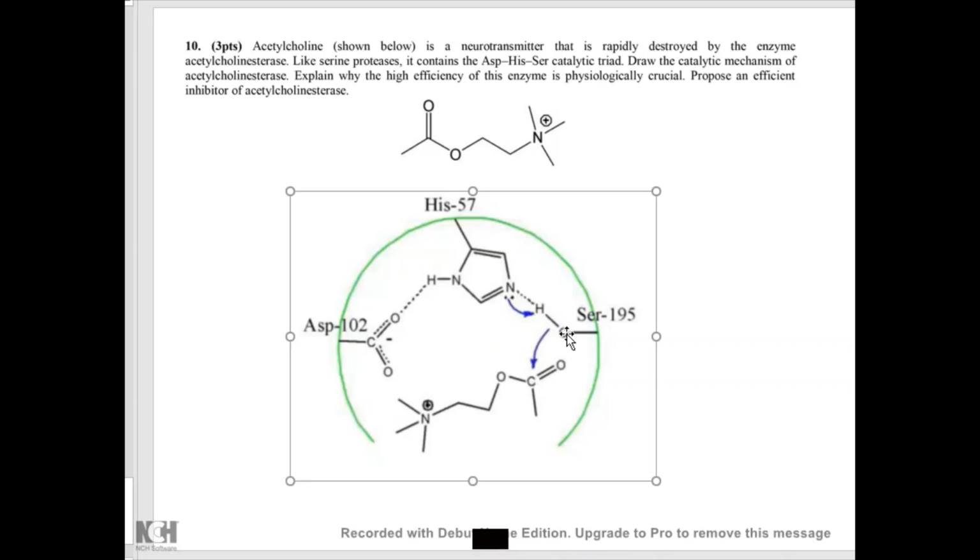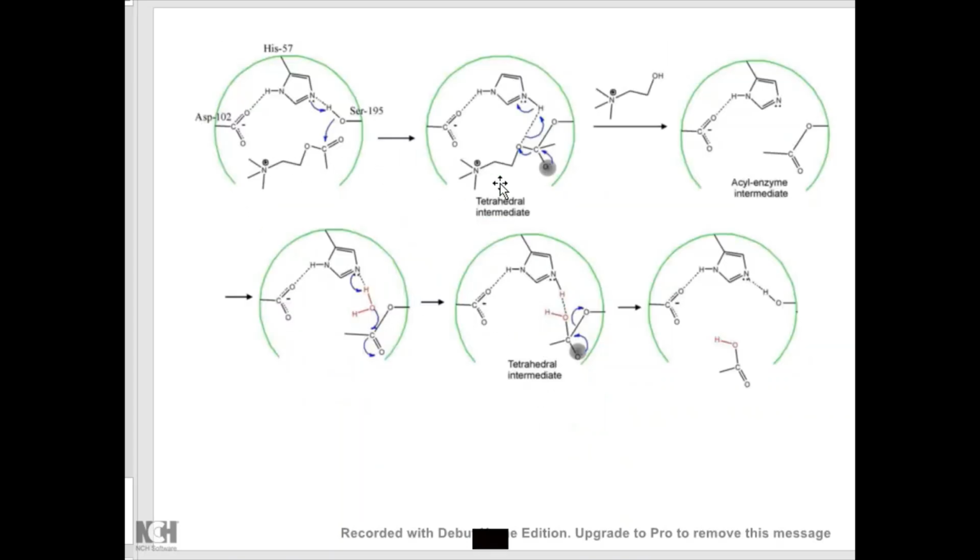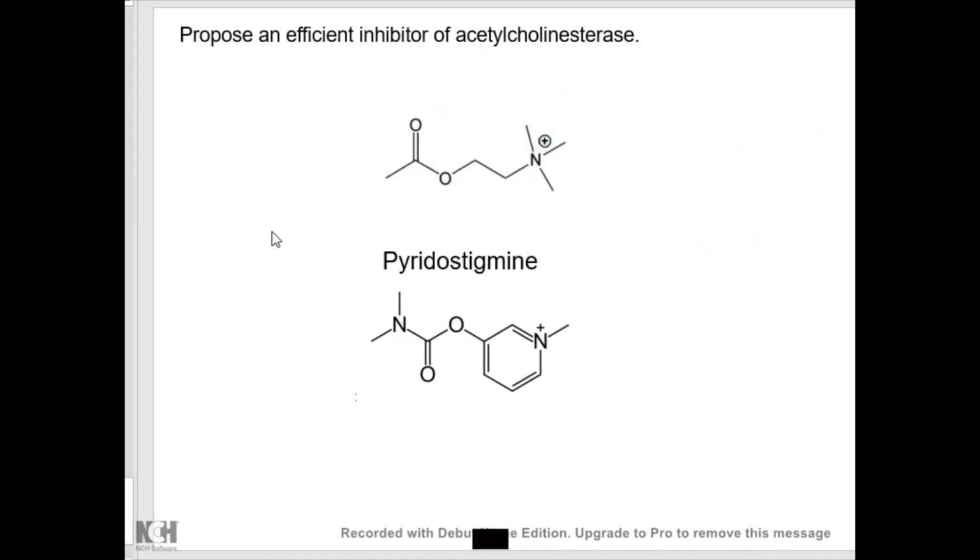First we have nucleophilic attack of the serine residue on the carbon of the CO bond, followed by formation of a tetrahedral intermediate. Then we have the acyl intermediate and the choline residue released from the active site, and so on. So we go through the stages that we know for the mechanism of serine proteases. Okay. And then the last question is to propose an efficient inhibitor of acetylcholine esterase.